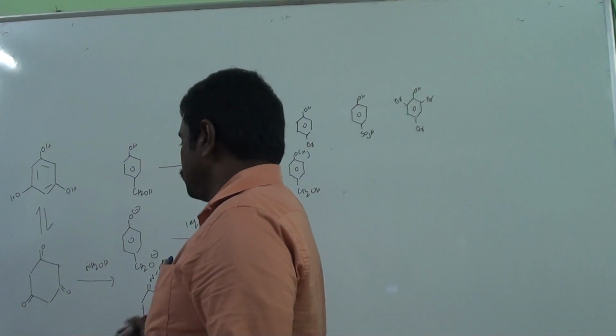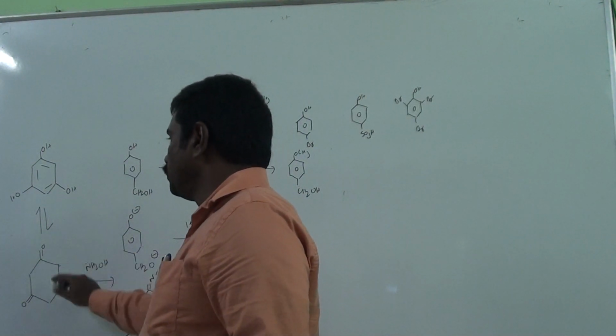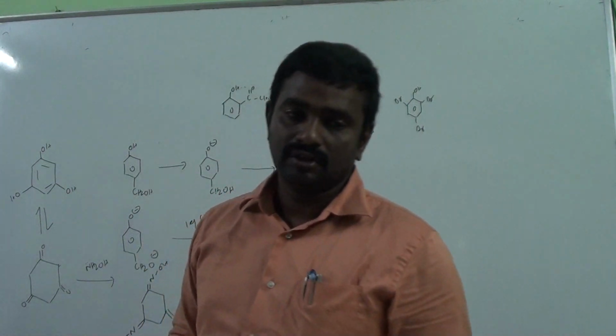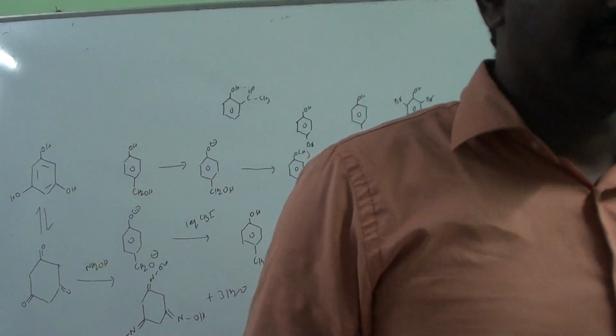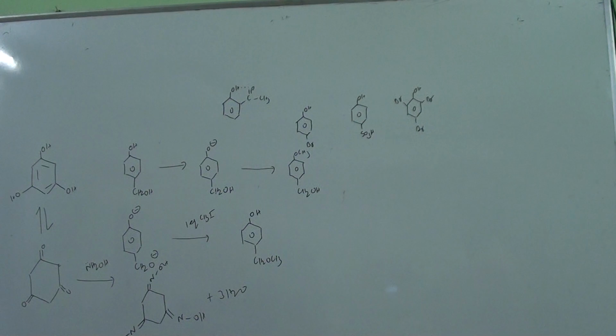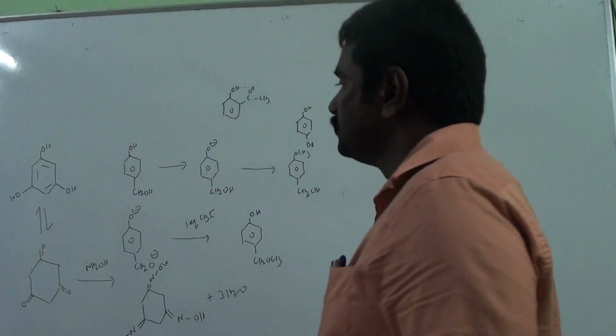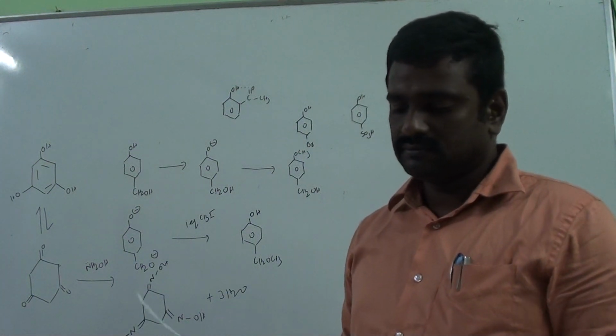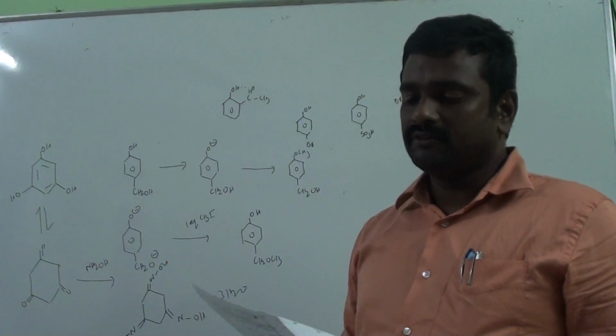Are you getting it? So this phloroglucinol, the tautomer of that will react with NH2OH. Probably the reaction is more exothermic. That's the reason it is favoring. Okay. So 3 molecules will react. Numerical, plus 3.